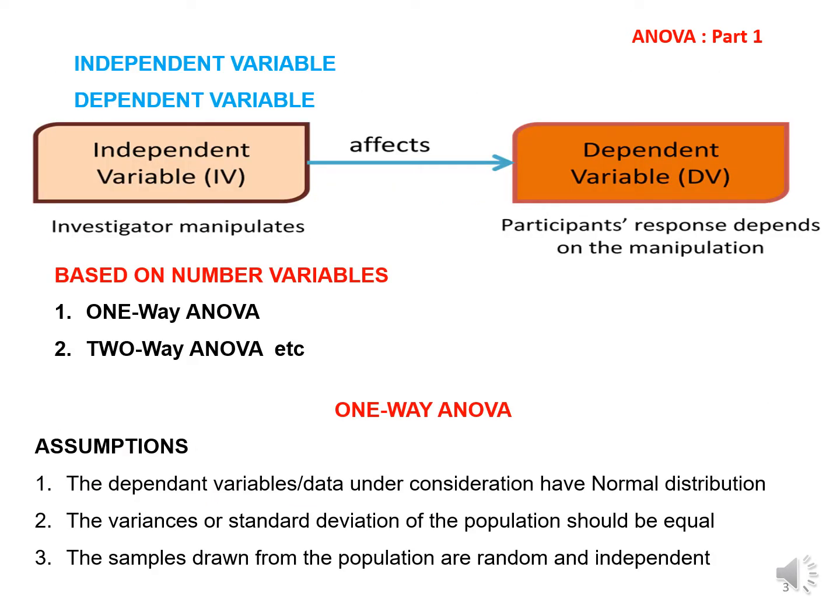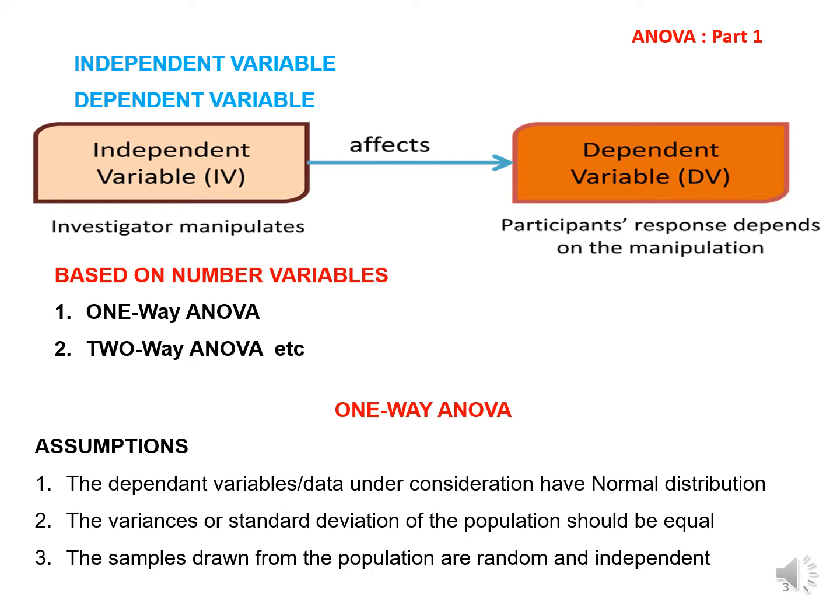Now, when we do an experiment, there are two types of variables, an independent variable and a dependent variable. An independent variable is a variable that a researcher or the investigator can manipulate. The dependent variable depends upon the independent variable used, in other words, the response to the independent variable. Based on the number of variables used, ANOVA can be one-way or two-way. We'll concentrate only on one-way ANOVA.